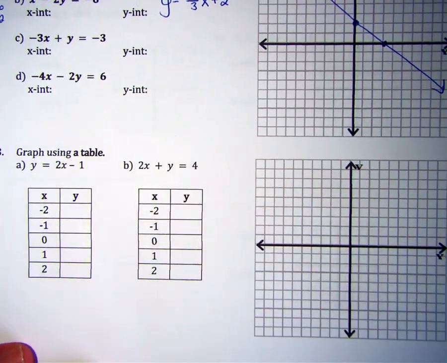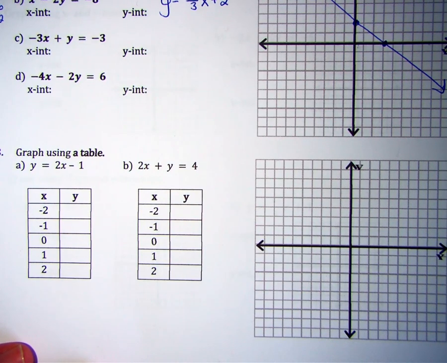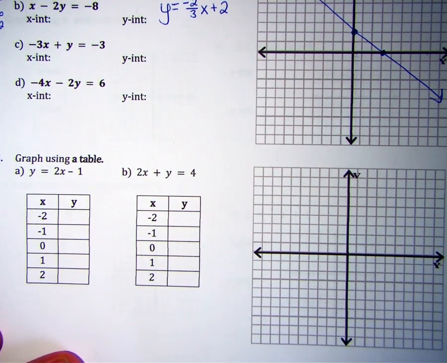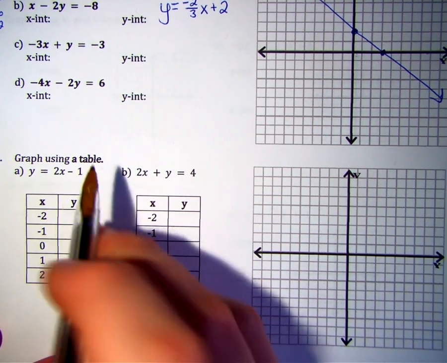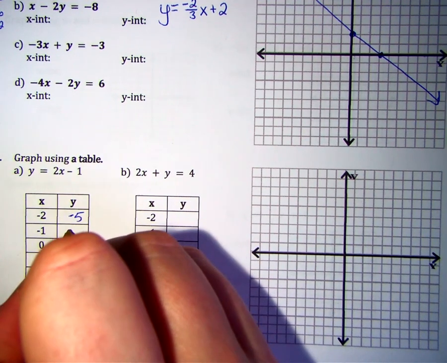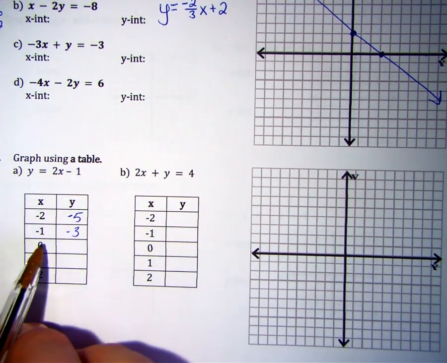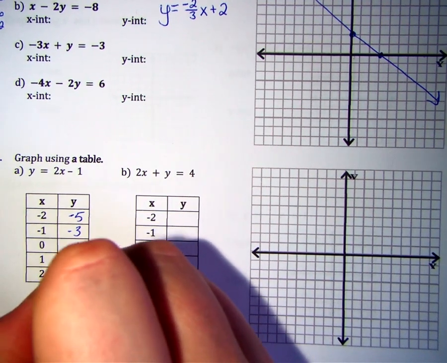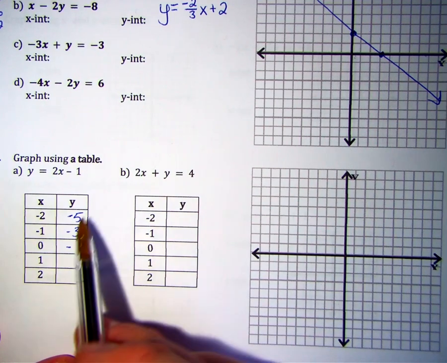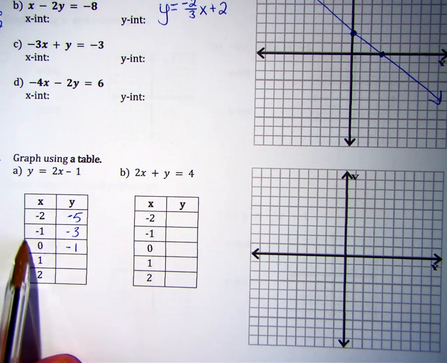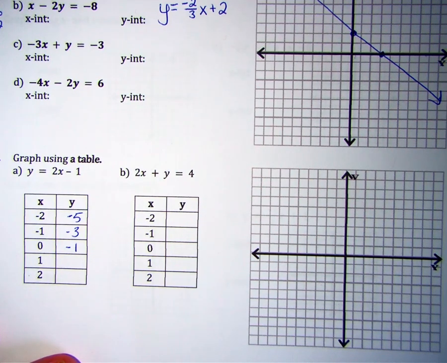Graph using a table. Again, we did a lot of graphing using tables in our functions unit. If I plug in a negative 2 for x, negative 2 times 2 is negative 4, minus 1 is negative 5. Negative 1 times 2 is negative 2, minus 1 is negative 3. If I plug in a 0 for x, 0 times 2 is 0, minus 1 is negative 1. We can already see that we're developing a constant rate of change as we increase our x values.